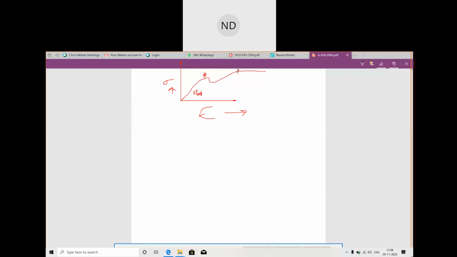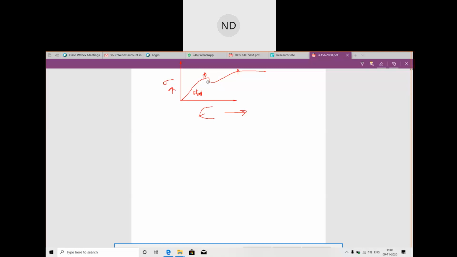We know what our elastic limit is, because in this portion, if we apply a force or some loading and then release the load, the material is going to come back to its original shape. That's why it is elastic. But in the inelastic plastic method, it doesn't come back to its original shape.